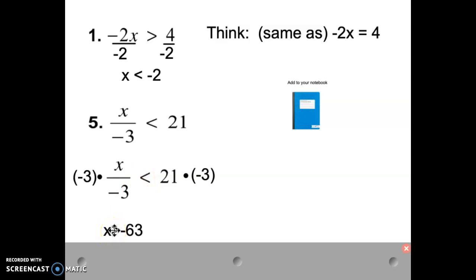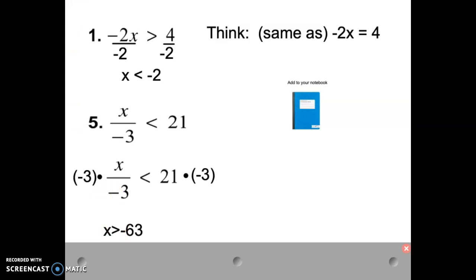So if you're dividing or multiplying by a negative number, you need to change the direction of the inequality. And that's also true if you have equal to. If you have equal to, you keep the equal to, but you just flip it from less than to greater than, or greater than to less than.